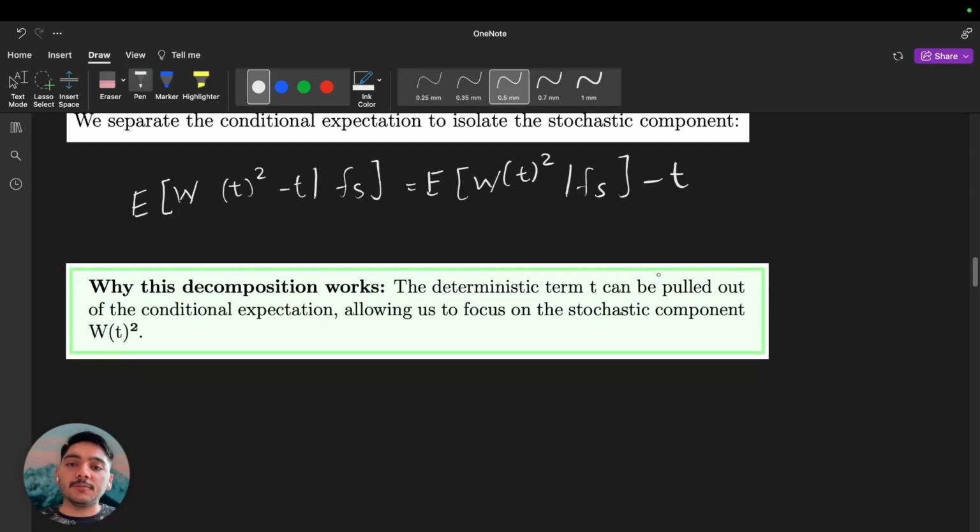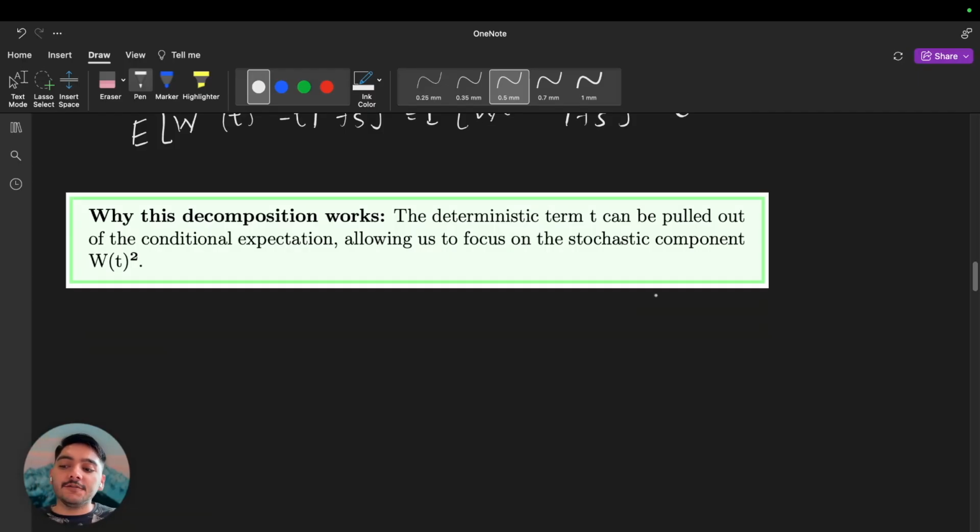So why does this decomposition work? For the deterministic term, t can be pulled out of the conditional expectation, allowing us to focus on the stochastic component, which is Wt². The key insight is expressing Wt in terms of information known at time s plus the increment from s to t. It will be something like this if we demonstrate it: Wt is equal to Ws plus (Wt − Ws).